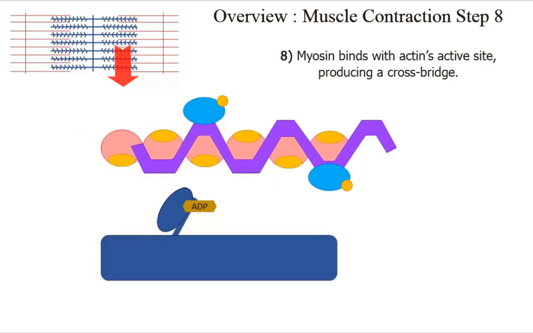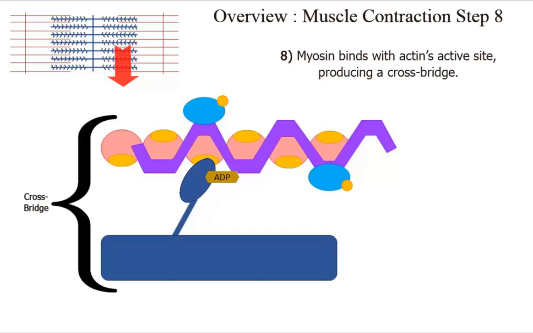So with step 8, the myosin head, which you should note at this point is bound to an ADP molecule, will bind with the active site on actin that is exposed, and this produces a structure called a cross bridge, which is where the myosin filament is actually attached to the actin filament.